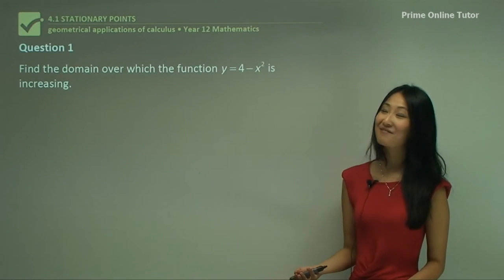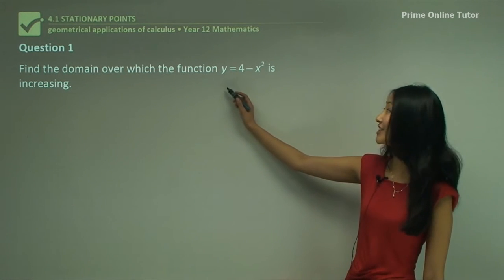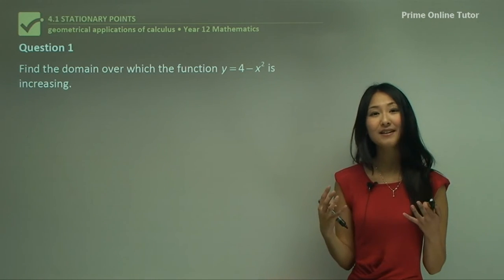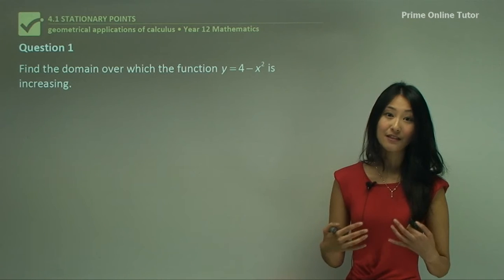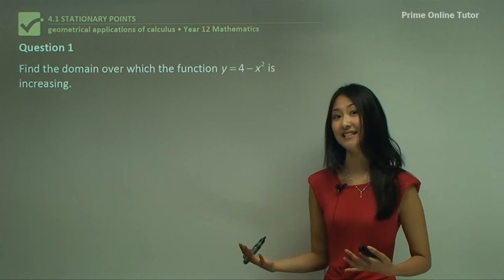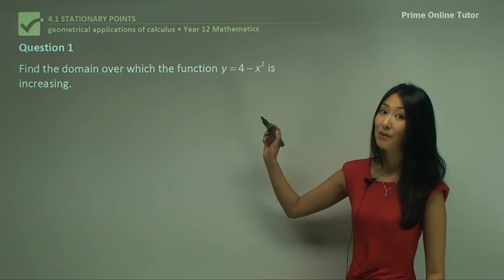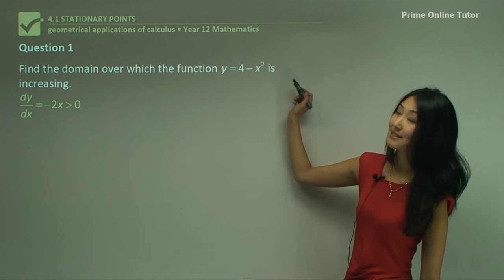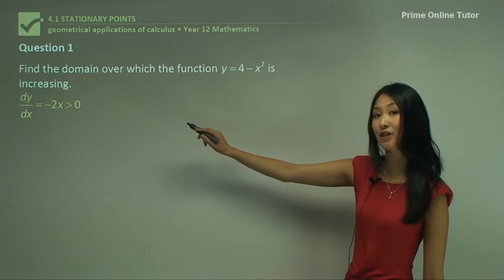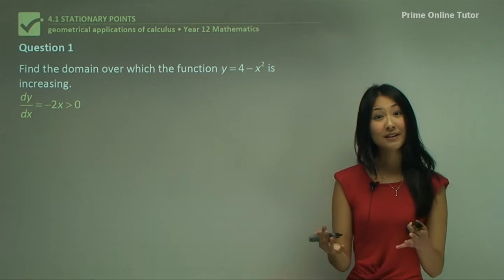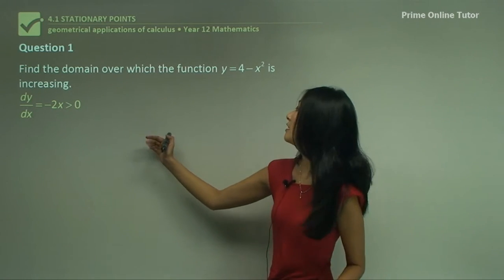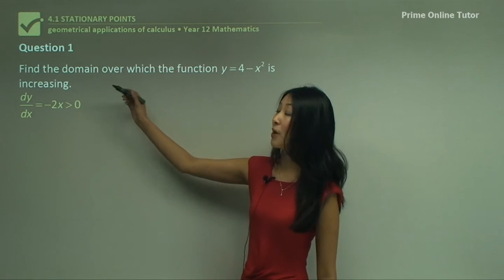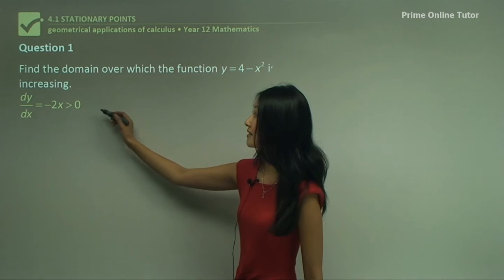In question 1, we want to find the domain over which the function y equals 4 minus x squared is increasing. Increasing is when the first derivative is greater than 0, so that's exactly what we write: dy on dx, and then we work out what the first derivative is. 4 just disappears, take the 2 down, so we get negative 2x is greater than 0. In your exams, I want you to write it like this: write it as dy on dx, so you're showing the examiner you're working out the first derivative, and that's greater than 0.